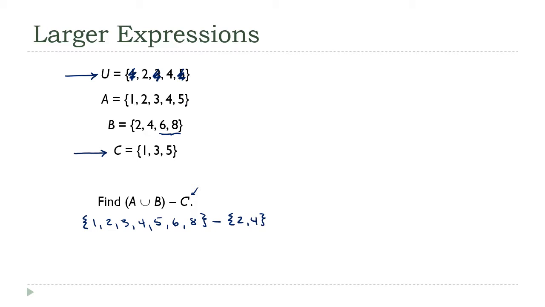All right, now I'm going to do the subtraction. I'm going to take 2 and 4 away from this set, and what's left will be my answer. So take away 2 and 4, and what's left is 1, 3, 5, 6, and 8. That's it. That's my answer.